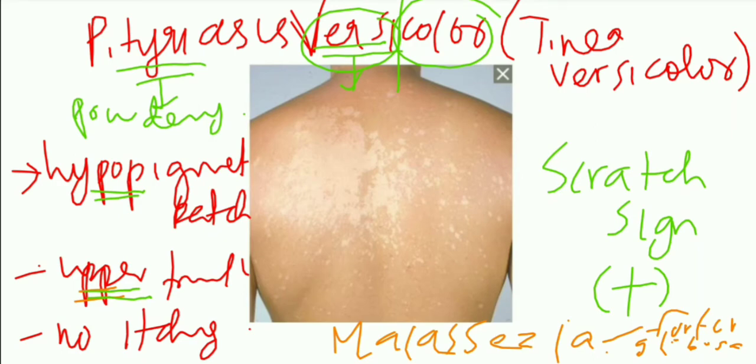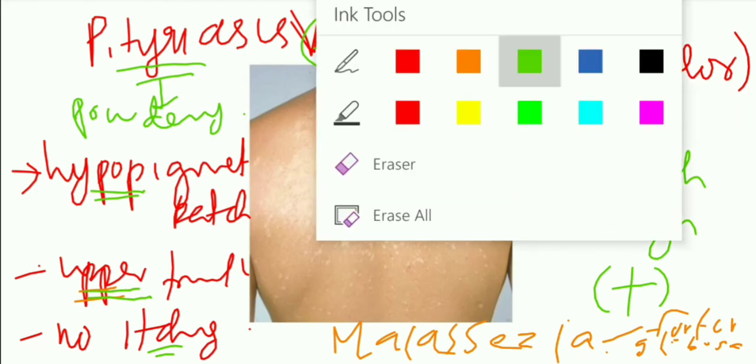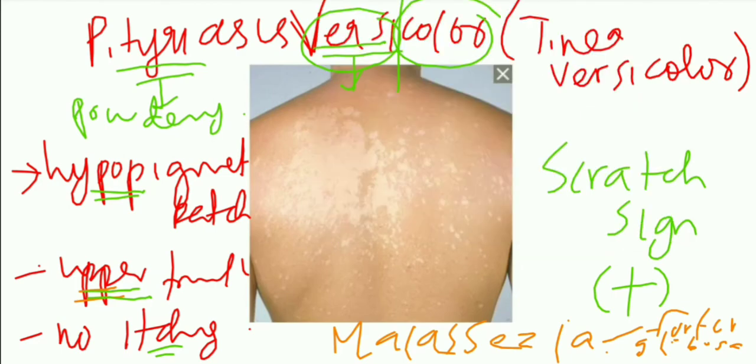Next question is itching. Will there be itching? There will be no itching. Itching is unusual in pityriasis versicolor. So why is there no itching in pityriasis versicolor? Because we have said that the fungus is Malassezia species. Which area of the skin is this Malassezia affecting? The stratum corneum of the epidermis is getting affected.